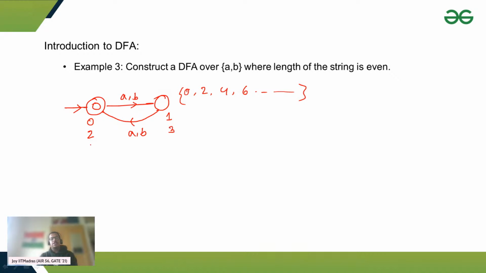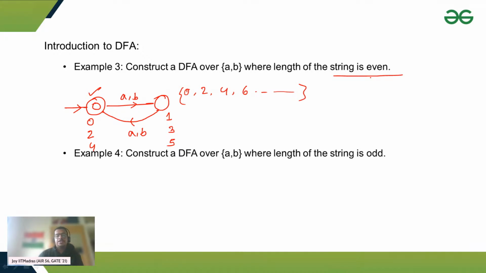Then like this, length 3, length 4, length 5, like that. So you can notice that all the even length strings, like length 0, length 2, length 4, are coming to the accepting state. It means these will be accepted, and all the odd length strings are going to the non-accepting state. So we are following the given condition in the language.